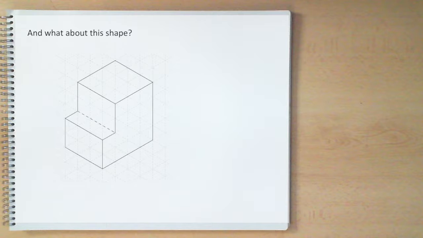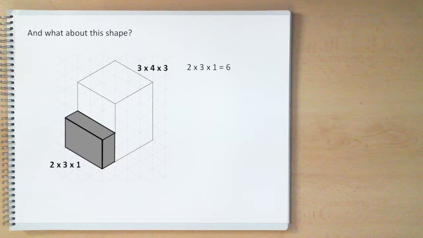If you look closely, you can see that that bit at the front, we can divide that off, and if we shade that in, we can see that we have one cuboid there that is 2 times 3 times 1, and then we have a second cuboid that's 3 times 4 times 3. So now we can work out the volumes of the 2 individual parts. 2 times 3 times 1 is equal to 6, and 3 times 4 times 3 is equal to 36, giving us a total volume for the entire shape of 42 unit cubes.